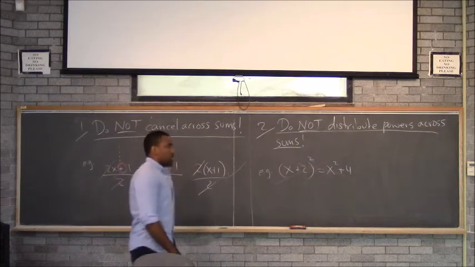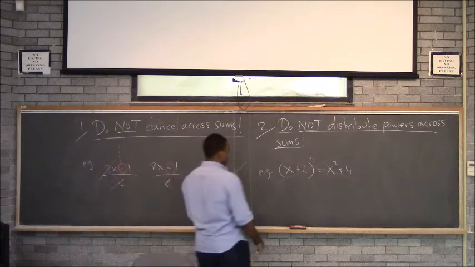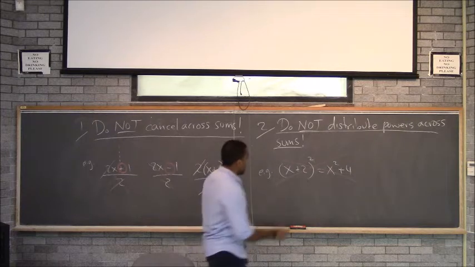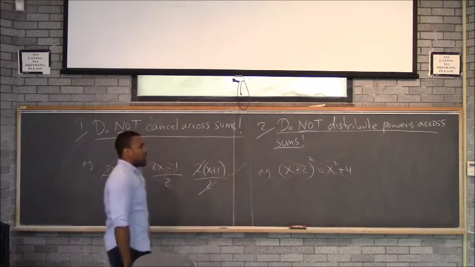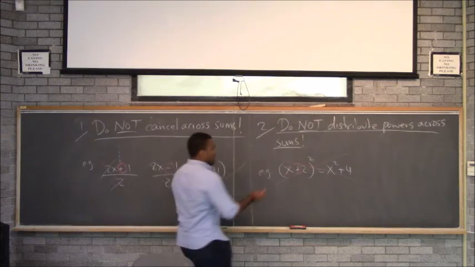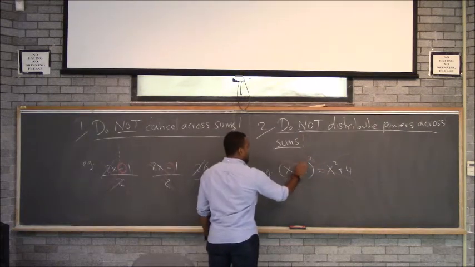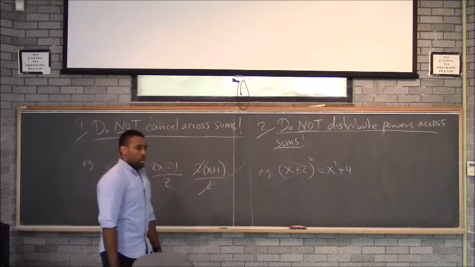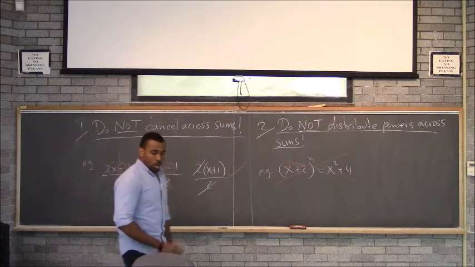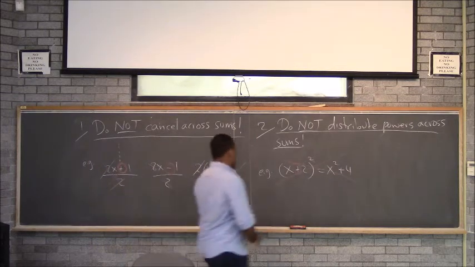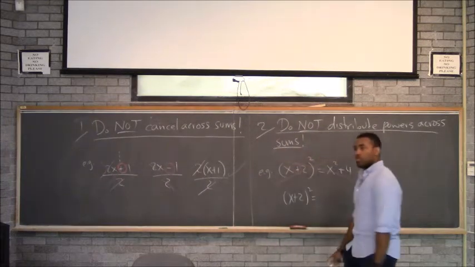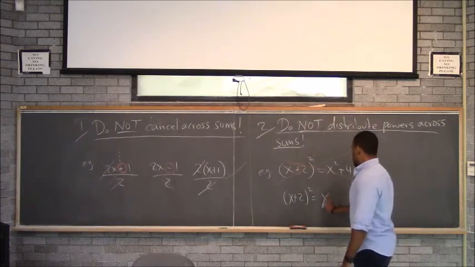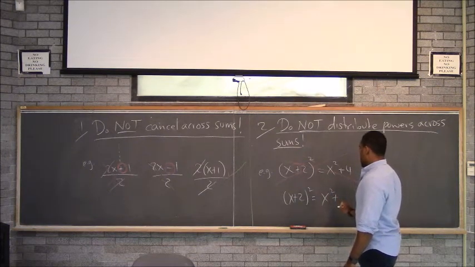This is called distributing a power across a sum. If there is a plus or a minus sign separating terms inside parentheses, and you raise the whole thing to a power, you cannot move the power on and attach it to each term. That is incorrect. What is x plus 2 all squared? Yeah, x squared plus 4x plus 4.